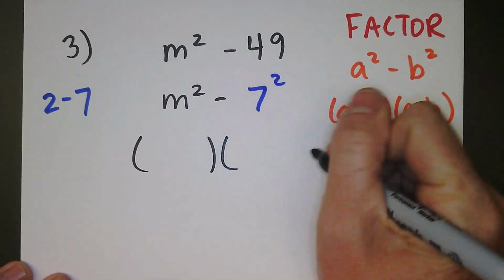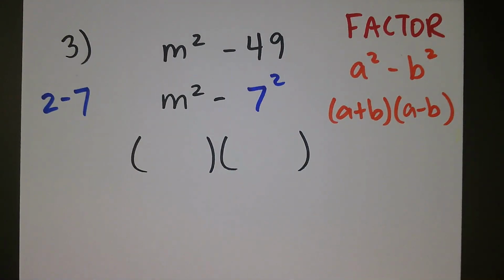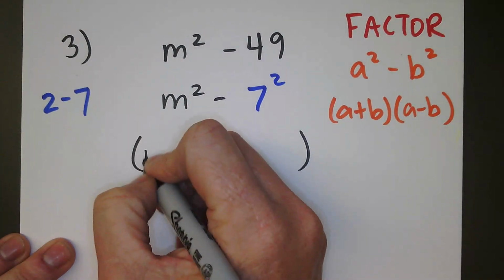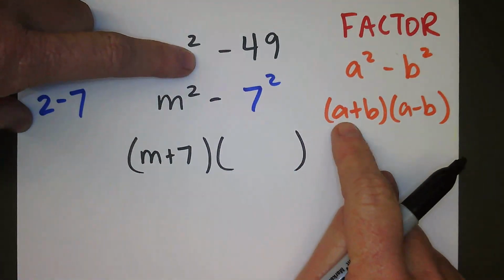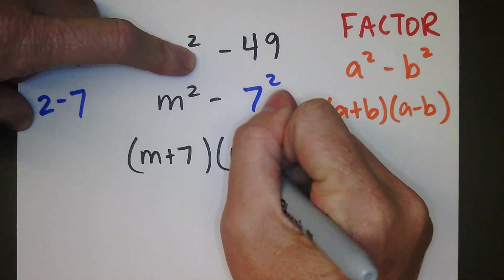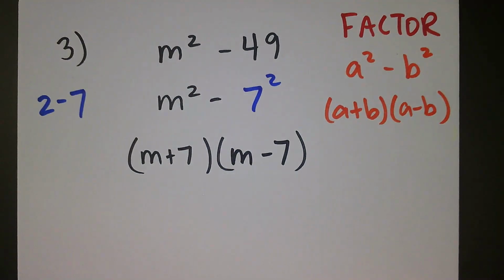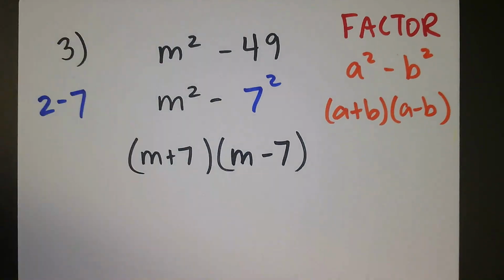I do not need to set up an area model to factor here. I can go immediately to m plus 7 because it's whatever's being squared here, whatever's being squared there. It's a plus minus pattern. m minus 7. And that is it. That gives me this value.